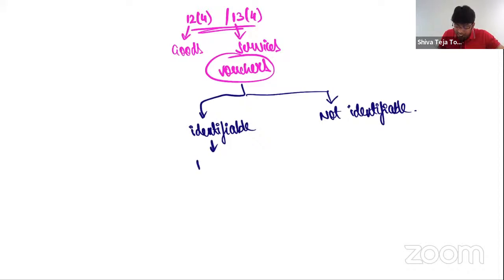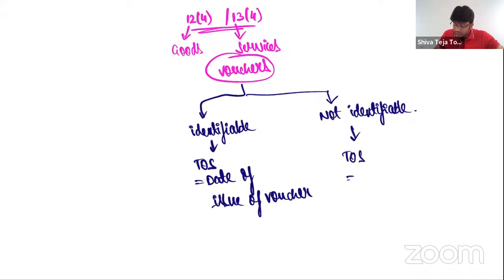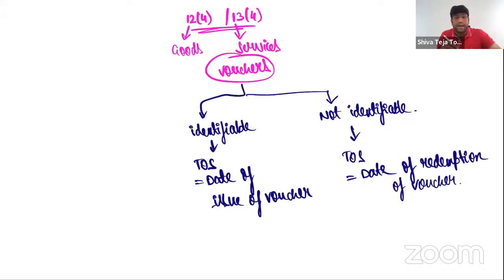So if supply is identifiable, time of supply will be the date of issue of voucher. And if supply is not identifiable, time of supply will be the date of redemption of voucher. Friends, I repeat once again: if supply is identifiable, date of issue of voucher; if supply is not identifiable, date of redemption of voucher. This concept is given in 12.4, 13.4: 12.4 in case of goods, 13.4 in case of services.